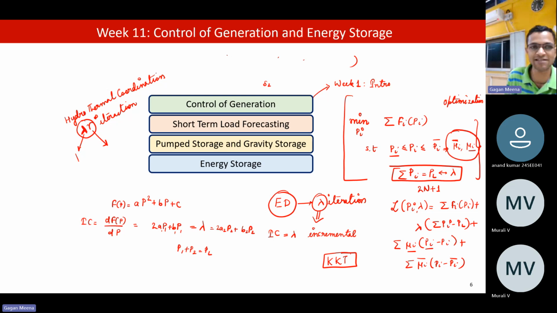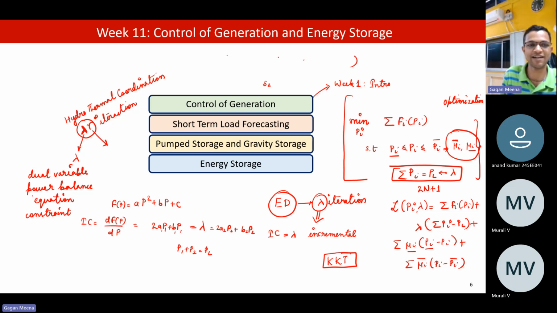Whenever we talk about this lambda and gamma, these are the dual variables corresponding to the equality constraints. So if lambda is the dual variable or Lagrange multiplier for the power balance equality constraint, then what is this gamma? If this is for an equality constraint, this should also be for an equality constraint, right? But which equality constraint is it?